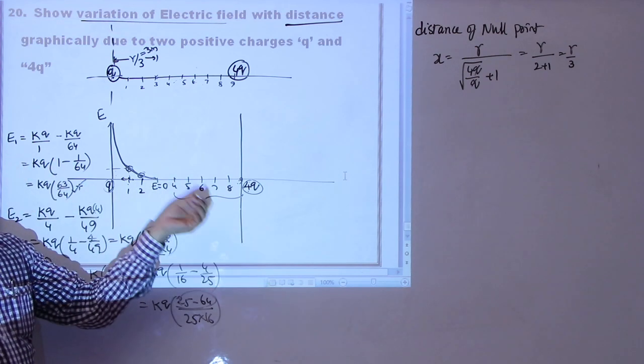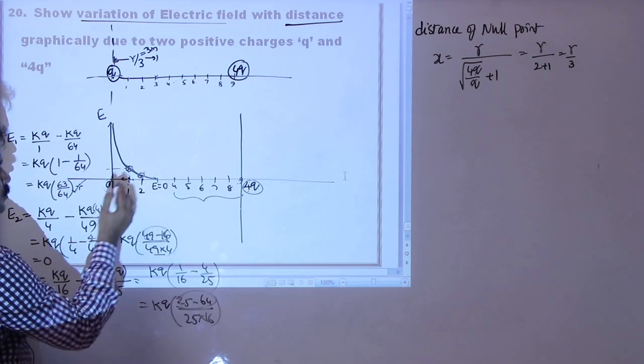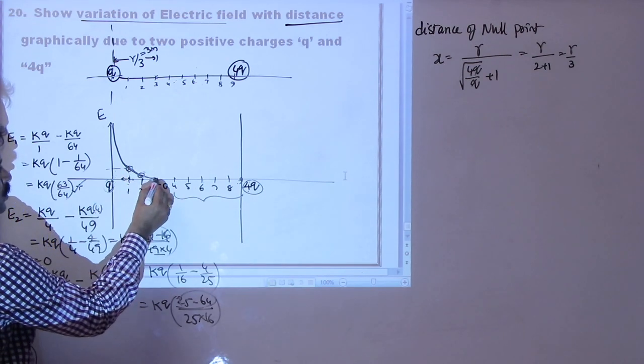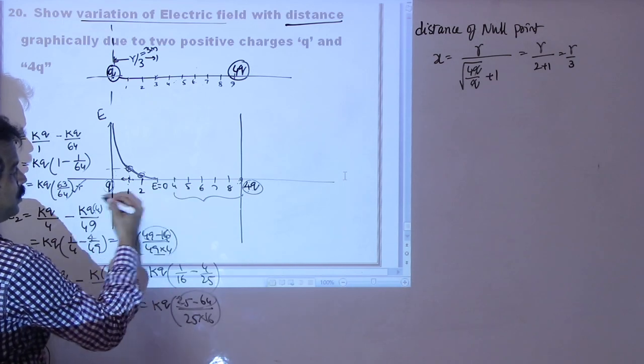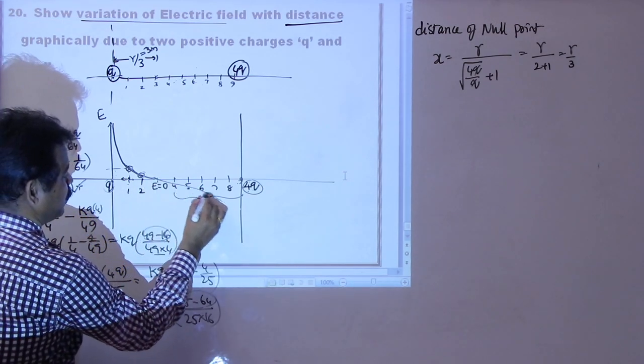That means the electric field is gradually decreasing at this point. This will become negative. Negative means the direction of the electric field will change. Previously the field was acting in this direction due to this charge. This charge will dominate up to here. After that this charge will dominate and the electric field will be opposite.